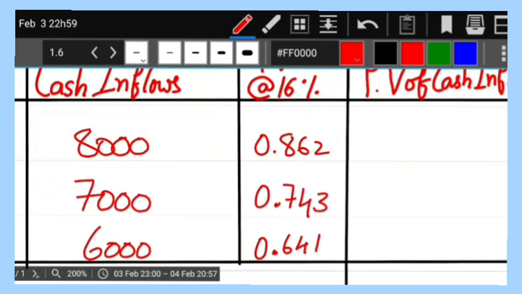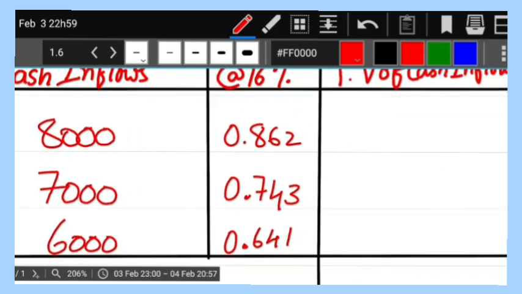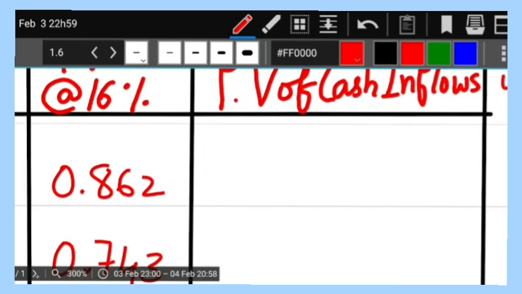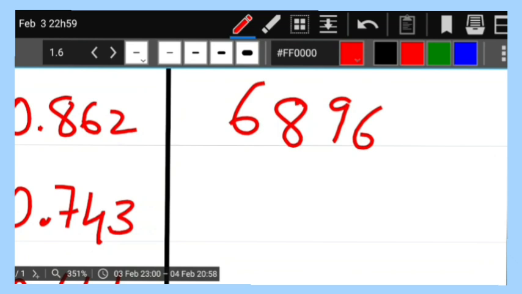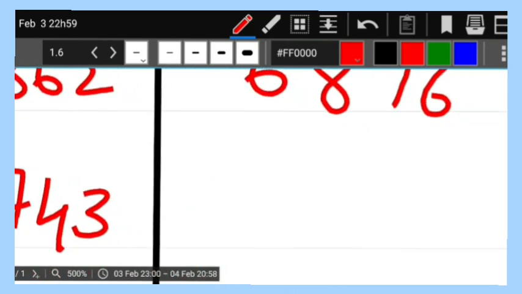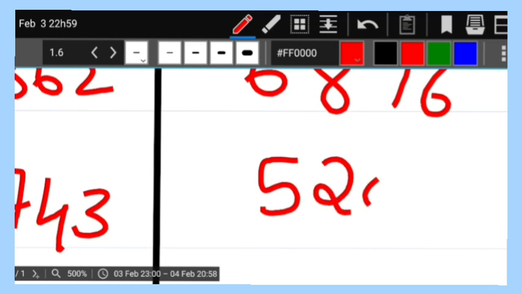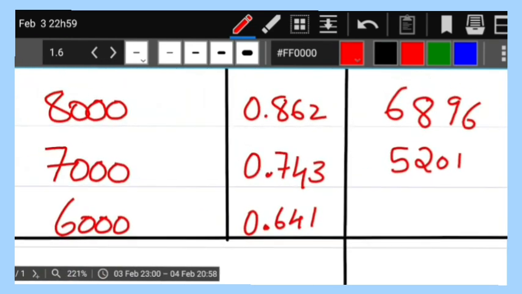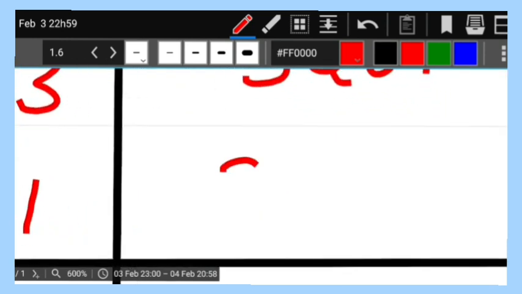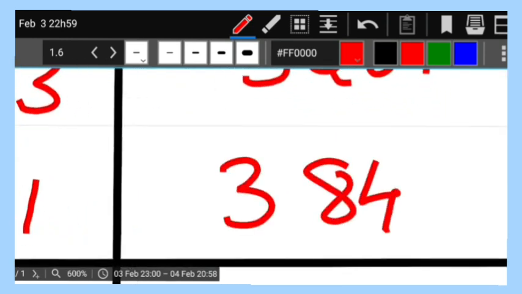0.862, 0.743 and 0.641. Same for finding this also, you have to multiply 8,000 into 0.862. By multiplying, we will get 6,896. Okay, now 7,000 into 0.743. I will be getting 5,201. Next, 6,000 into 0.641. I will be getting the answer as 3,846.